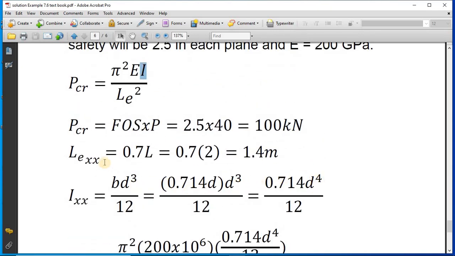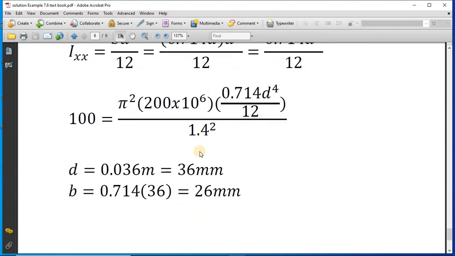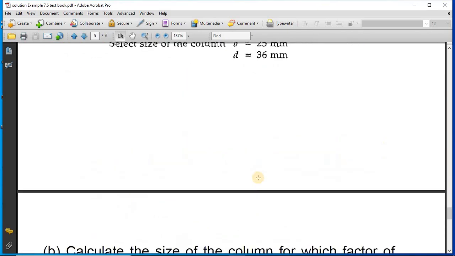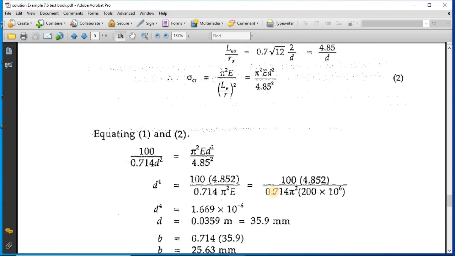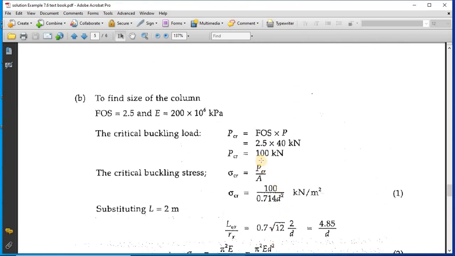So you have defined LE and I, and we have already obtained the PCR value, which is equal to 100 kN. Then you can proceed by substituting all these parameters into the Euler buckling load equation, or Euler's formula. By simplifying, you can see that D is equal to 36 mm and B is equal to 26 mm, which is exactly similar to the answer obtained by using the buckling stress equation.